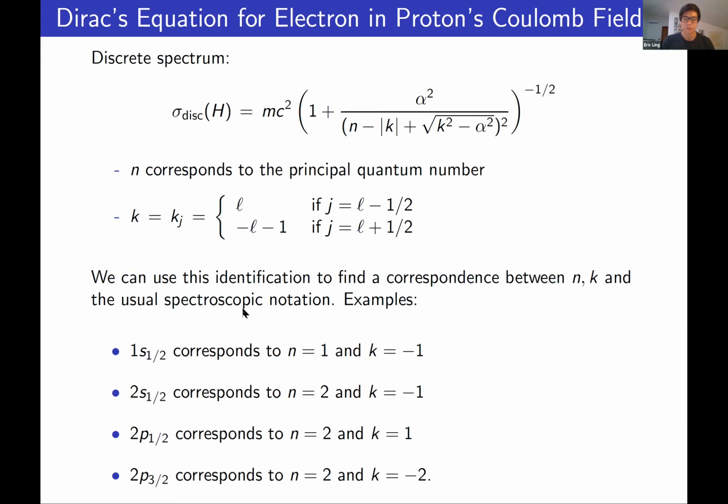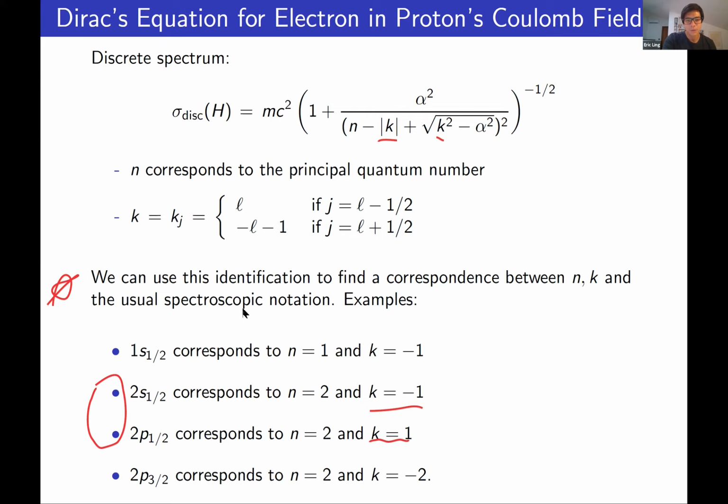Now, we can use this identification to find a correspondence between the integers n and k and the usual spectroscopic notation. For example, the ground state 1s1/2 corresponds to n equals 1 and k equals -1. Let's look at these two states here, the 2s1/2 and 2p1/2 states. They both correspond to principal quantum number 2, but one corresponds to k equals -1 and the other corresponds to k equals +1. Now, notice that the discrete spectrum here is independent of the sign of k, and so these two states correspond to the same energy level, that is, they are degenerate.